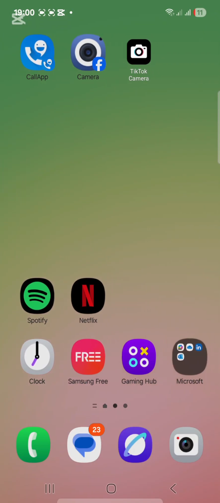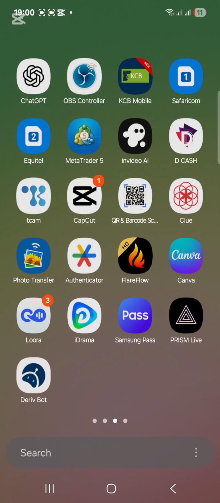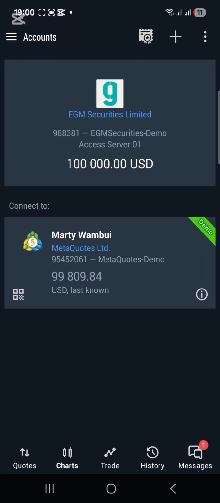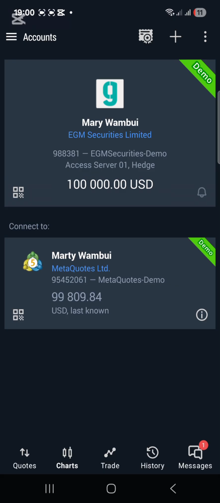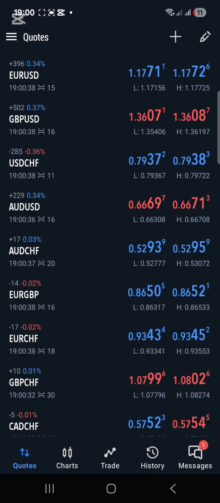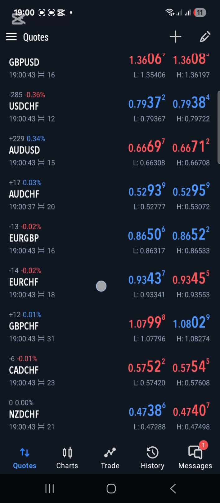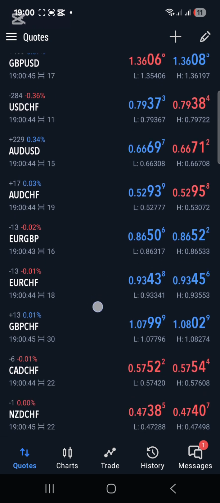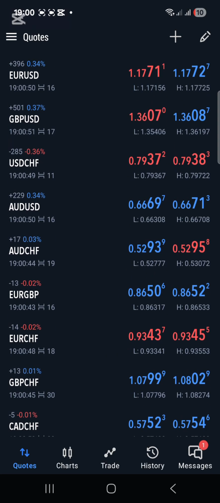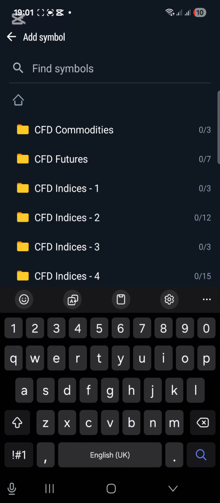First of all, we're going to look for our MT5. Here we go, you click on it, it brings you to this page. First of all, click on quotes at the bottom left, and here you can choose any currency that you want, be it Euro USD up to Canadian franc. And if you want to add any currency, just click on that, search for your symbol.